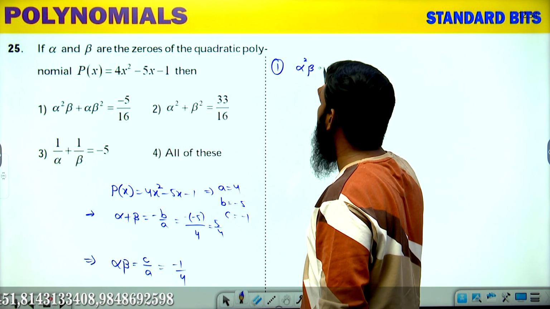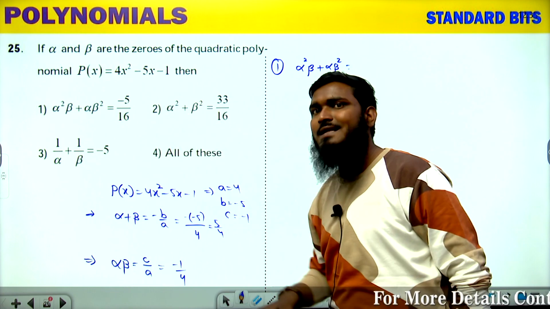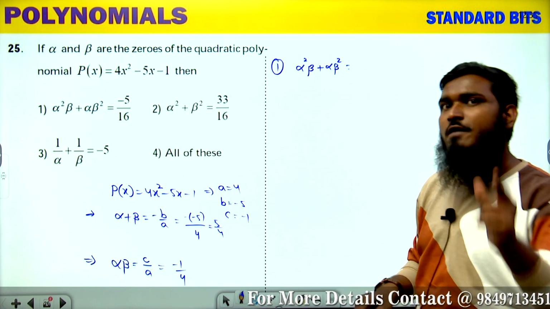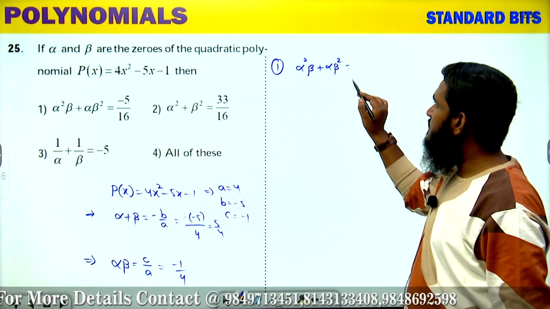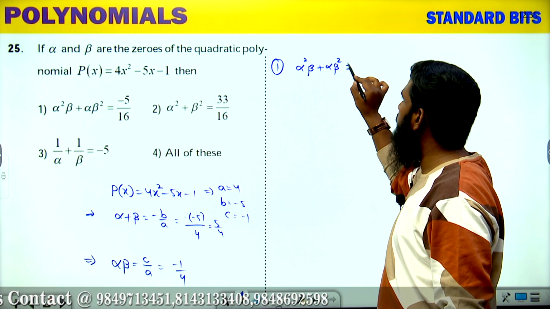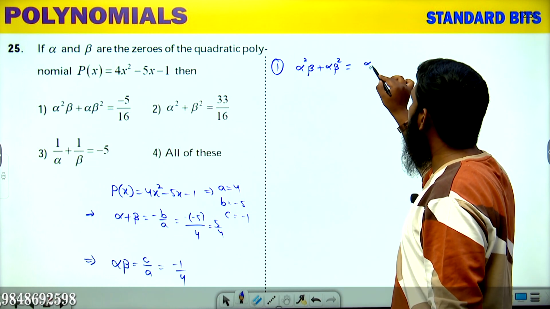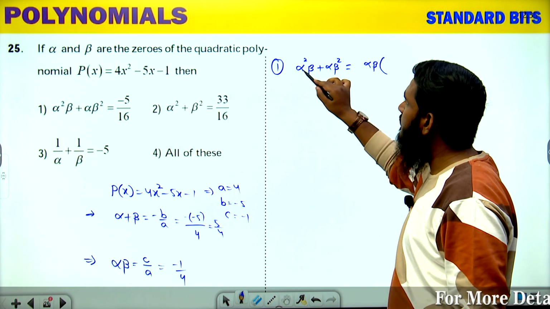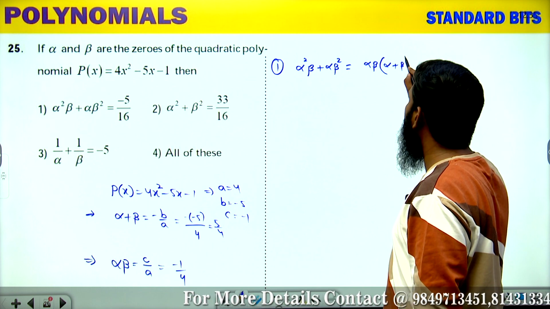If you are going with the first option over here, what we are having? Alpha square beta plus alpha beta square. For this the answer has already been given: minus 5 by 16. We have to check whether that answer is correct or wrong. Now from this we can take alpha beta as common. If you take alpha beta as common, what is left? Alpha plus beta. Okay, this part is left.